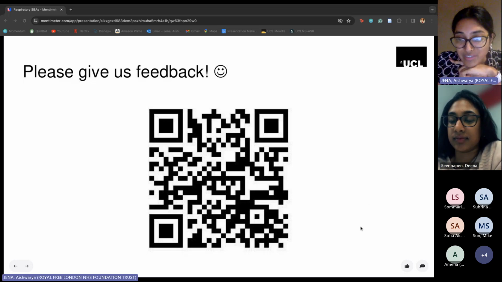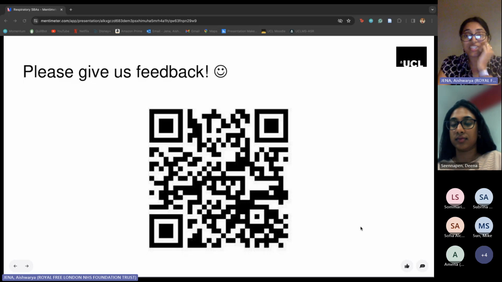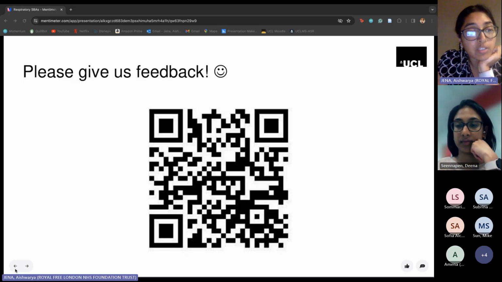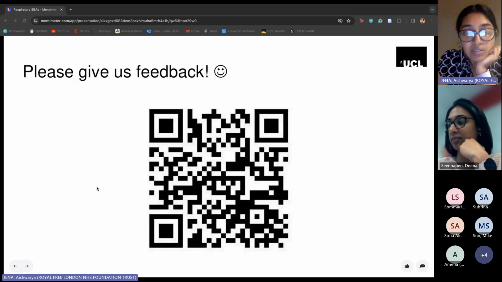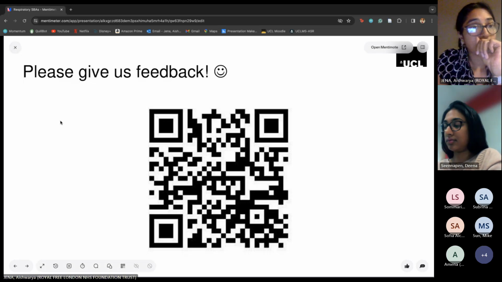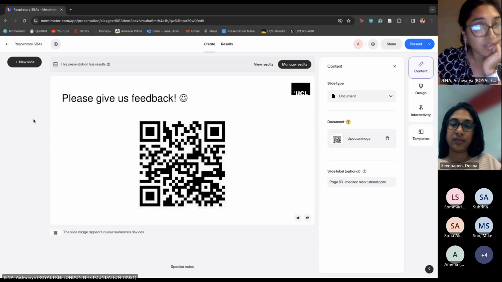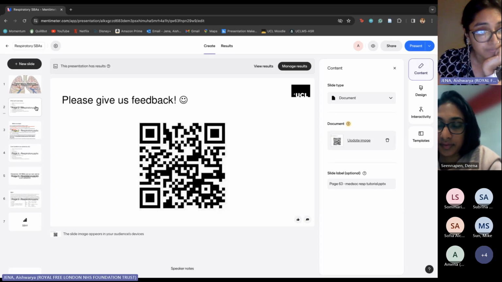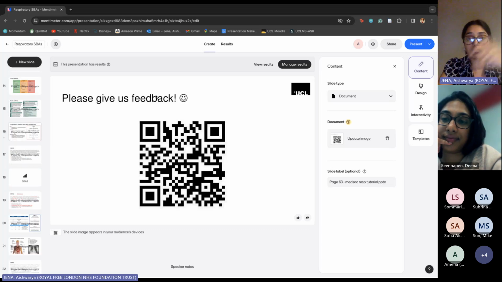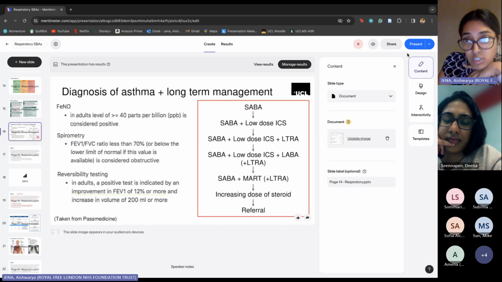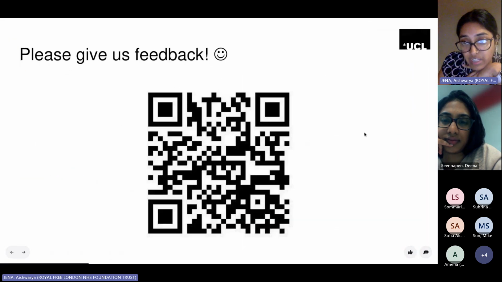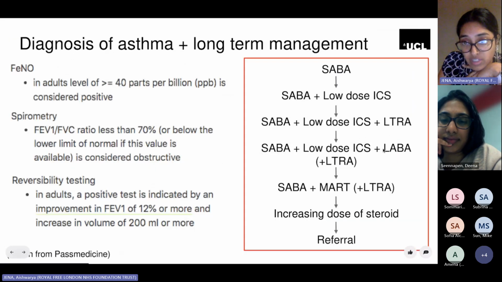On that note of updated guidelines, in the slides, third line for asthma management, let me find the slide actually. This might be something that you've come across on replacements and such. So third line here, it does say LTRA with your low dose ICS.